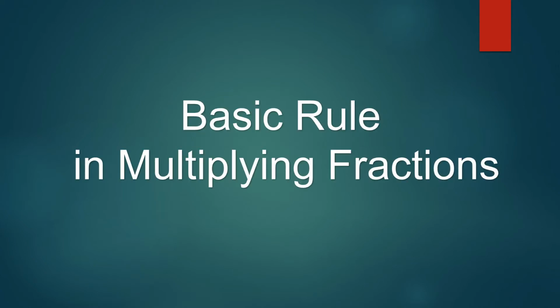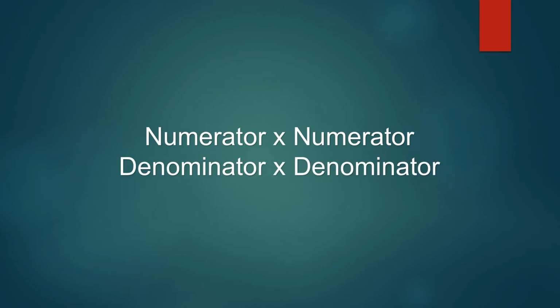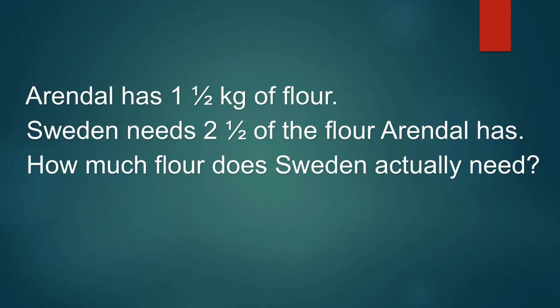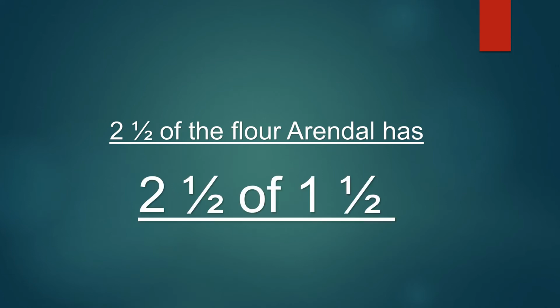Let us recall first our basic rule in multiplying fractions. Numerator times numerator, denominator times denominator. Let's go back to the problem. Take note of the underlined phrase. 2.5 of the flour Arendal has. Two and 1/2 of the flour Arendal has is actually 2.5 of 1.5.